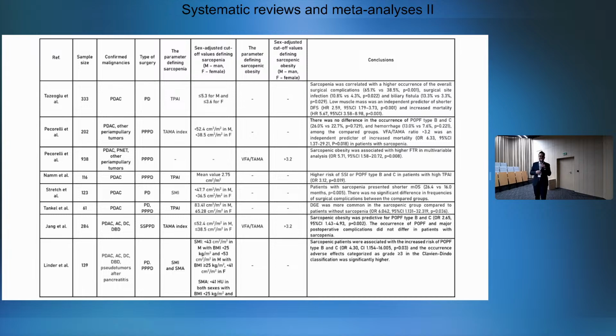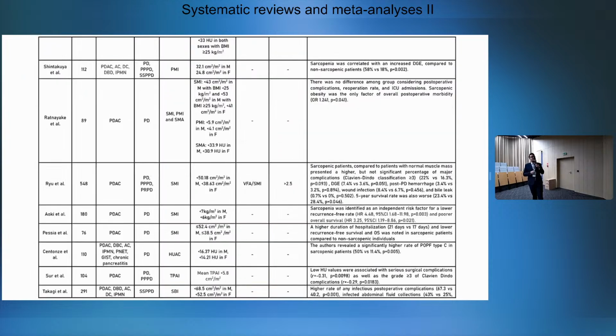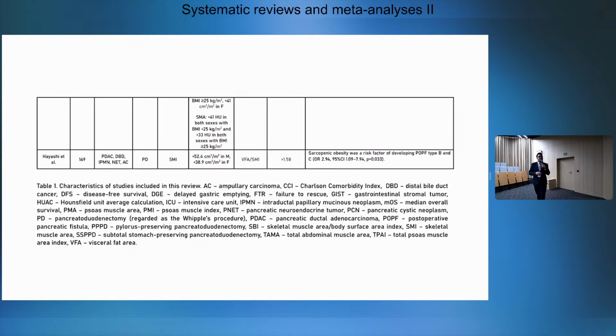complications. Here in our extended table of the results, you can see that the authors use different parameters defining sarcopenia, like total psoas area index, total abdominal muscle area, or skeletal muscle index with different cutoffs. It was challenging for us. However, those parameters are standardized and sensitive parameters defining sarcopenia.